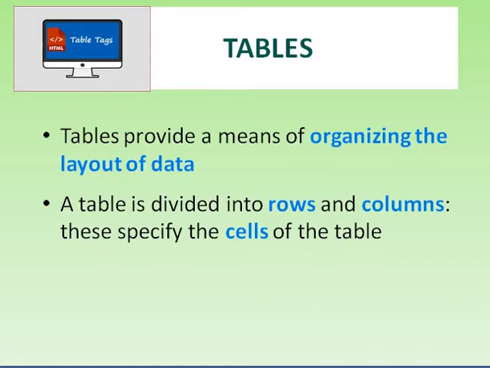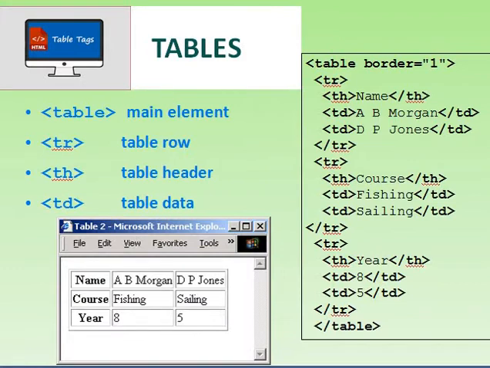Now we see how we can create a table in HTML. In HTML, we can create a table by using the following tags. Table tag. Table tag is the main element for creating a table in a web page. For creating a table row, we have a tag called tr. th is an HTML tag which specifies the table header. td is another tag which is used for mentioning table data.